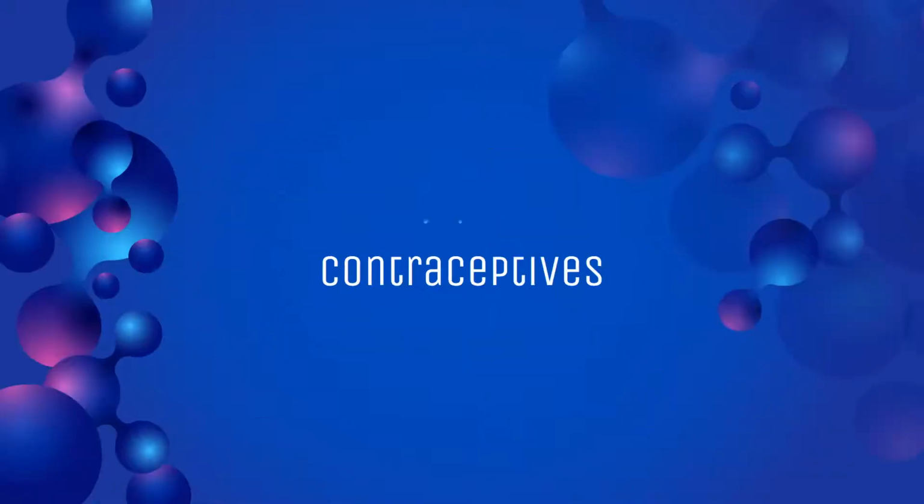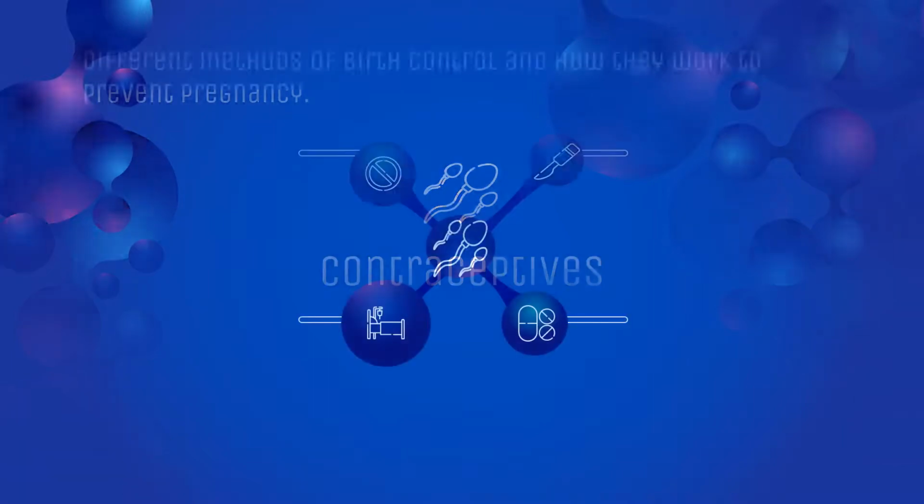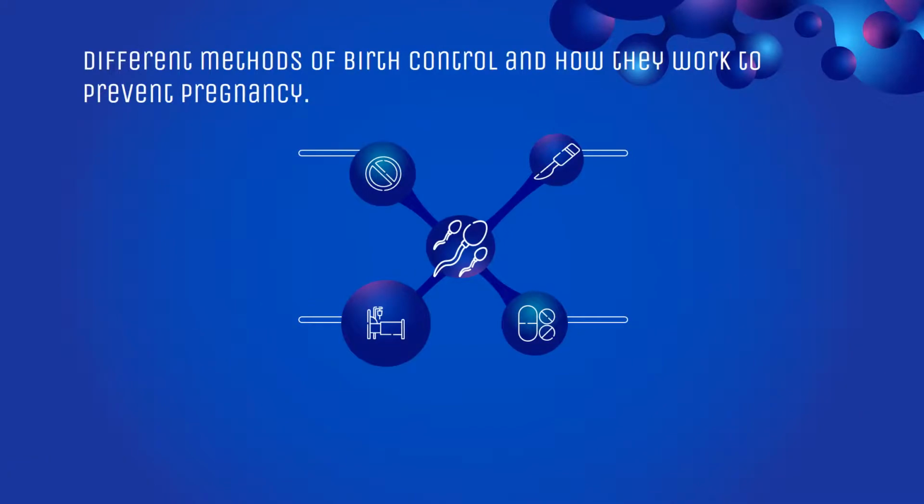The contraceptives are the methods used to stop or help not to get pregnant, or to prevent sexually transmitted diseases. Now, let's talk about the different methods of birth control and how they work to prevent pregnancy.